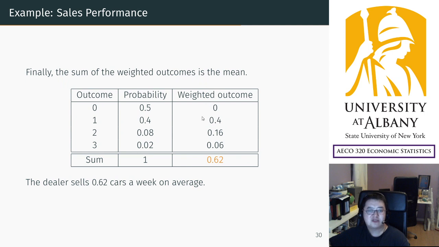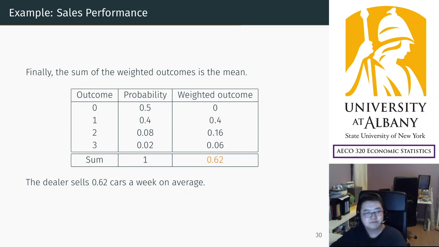Then you have to sum these probability weighted outcomes. The sum of the weighted outcomes is the mean. From this, you get the mean equals 0.62, which means this dealer sells 0.62 cars a week on average. So the dealer sells more than 1 in 2 weeks, but less than 1 in a week.